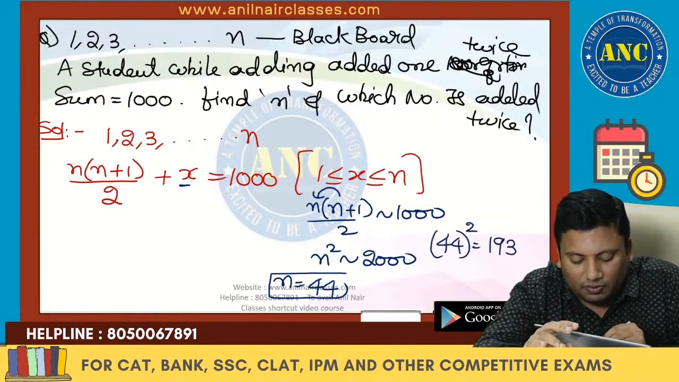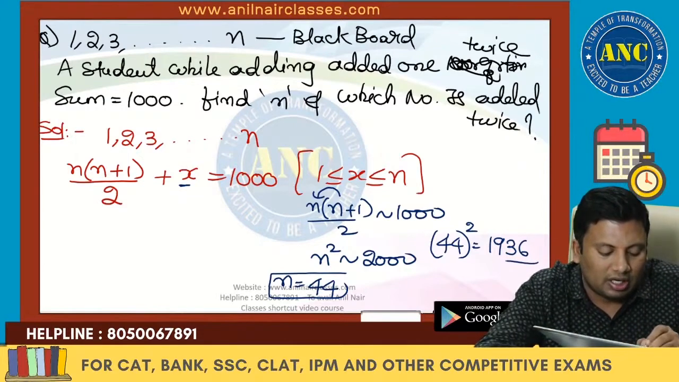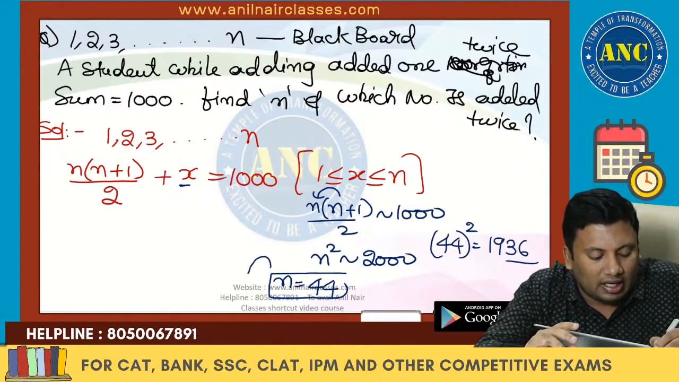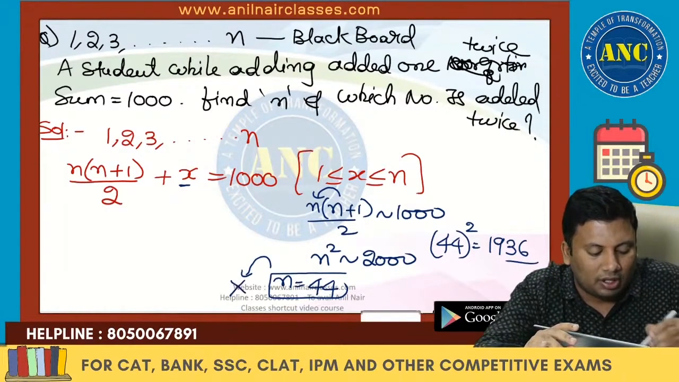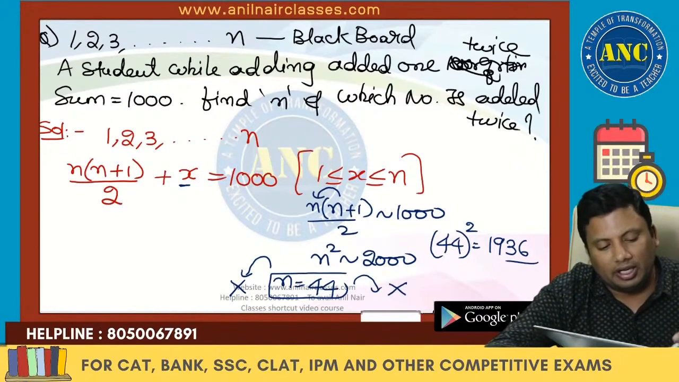Sir, here you did approximation, but here you took n equivalent to 44. I will prove that less than 44 is not possible, and greater than 44 is not possible. Only 44 is possible.